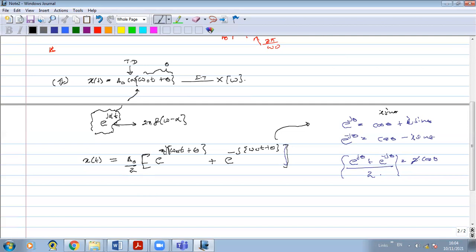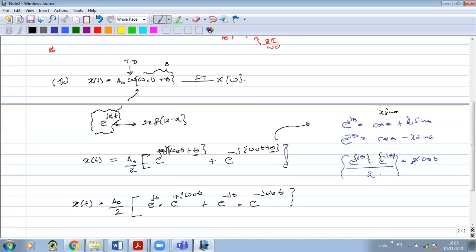So A naught by 2 times e to the power j(omega naught t plus theta) plus e to the power minus j(omega naught t plus theta). This one is j theta and this is minus j theta. Now we have used the Euler formula, and this theta term is a constant. So using basic mathematics, I can write it as e to the power j theta times e to the power j omega naught t, plus e to the power minus j theta times e to the power minus j omega naught t.